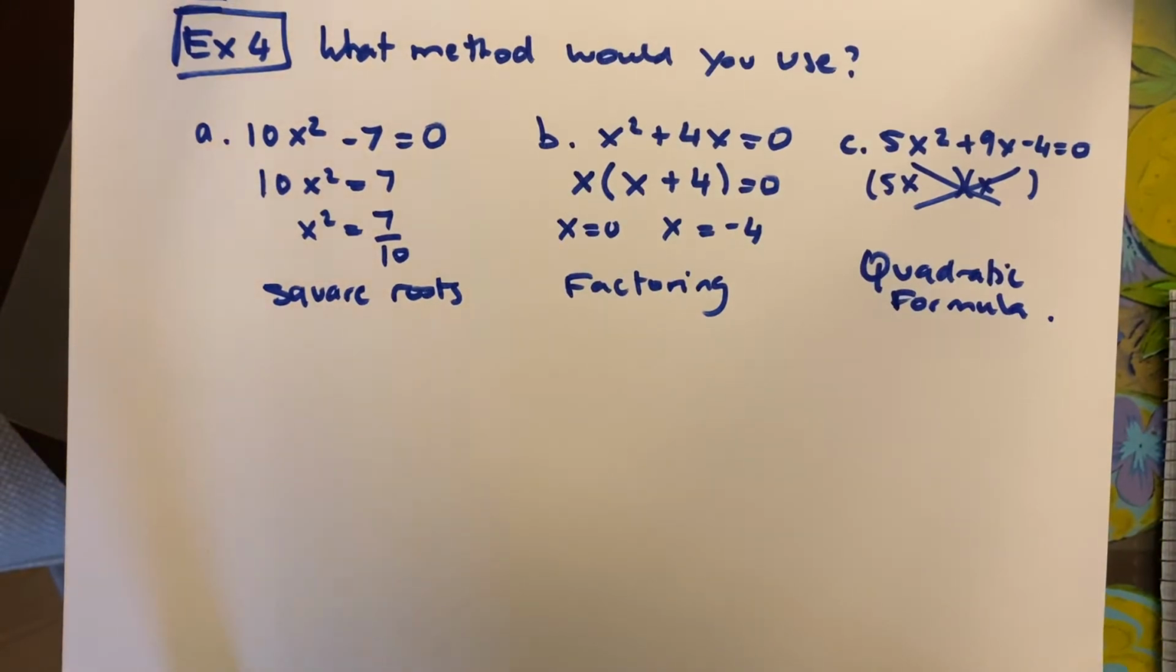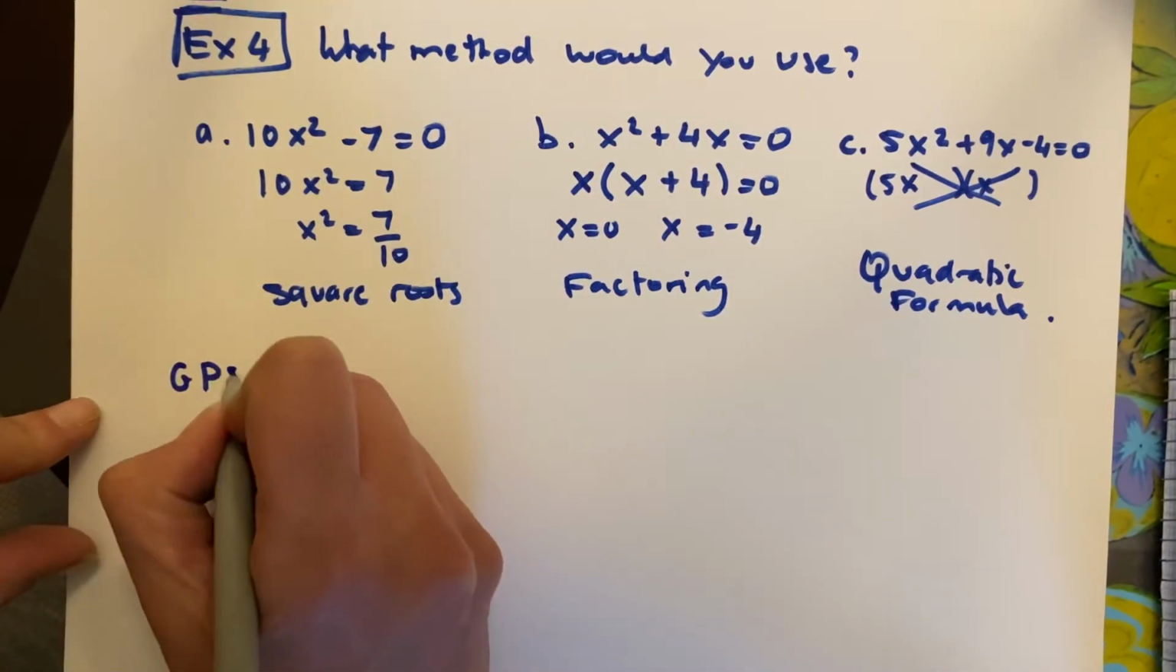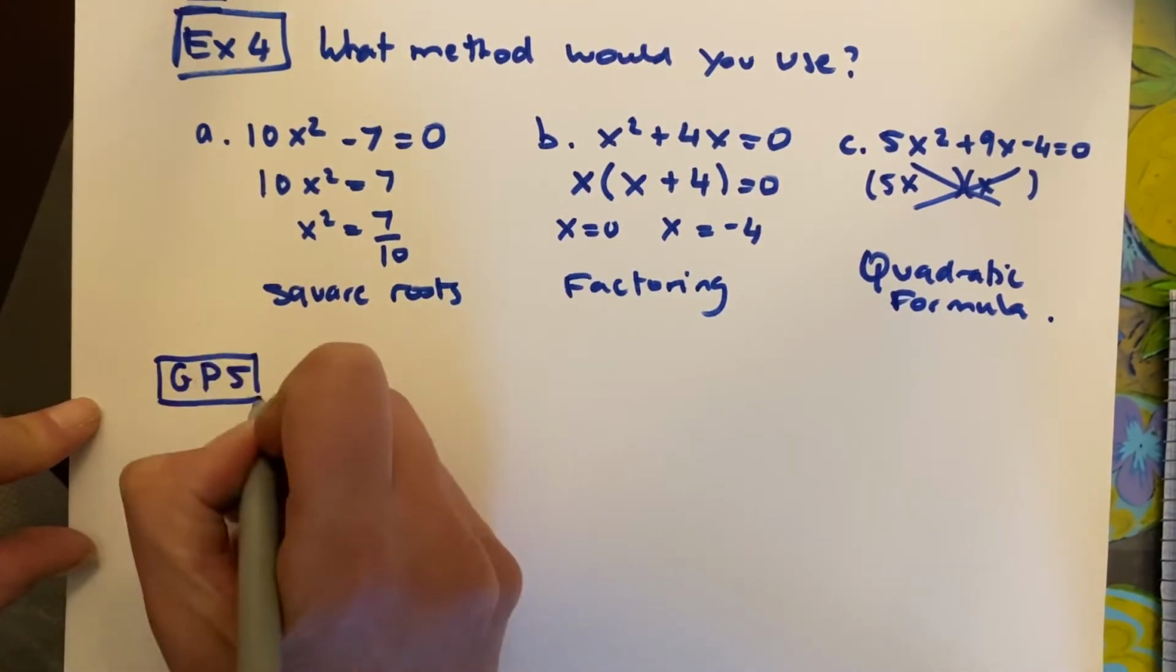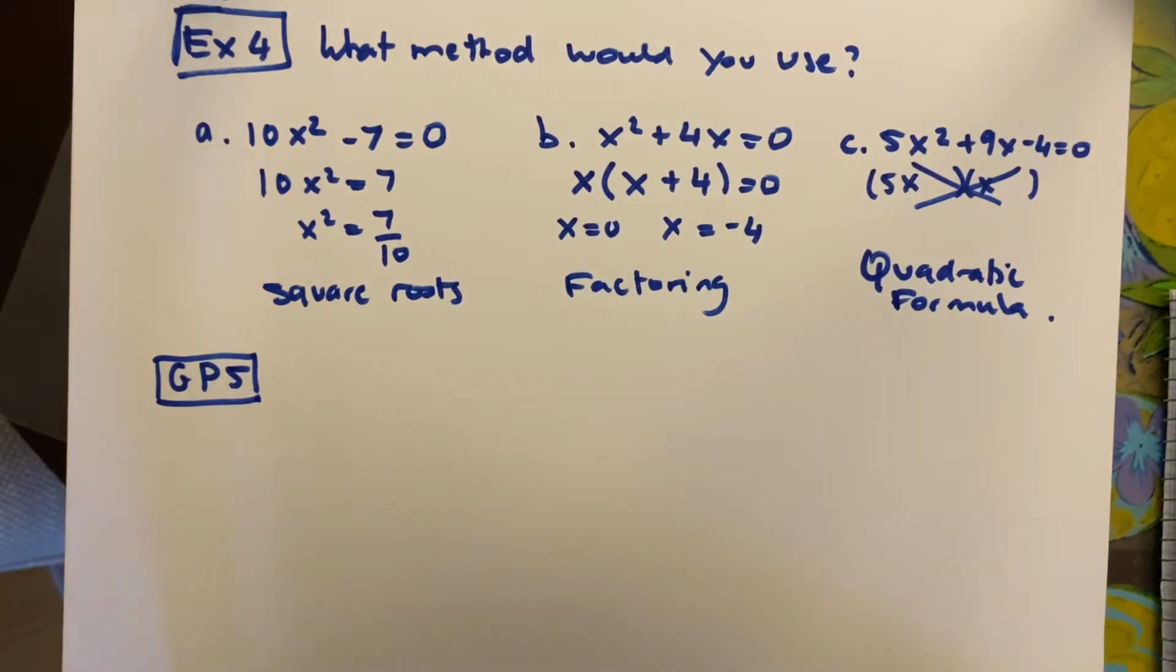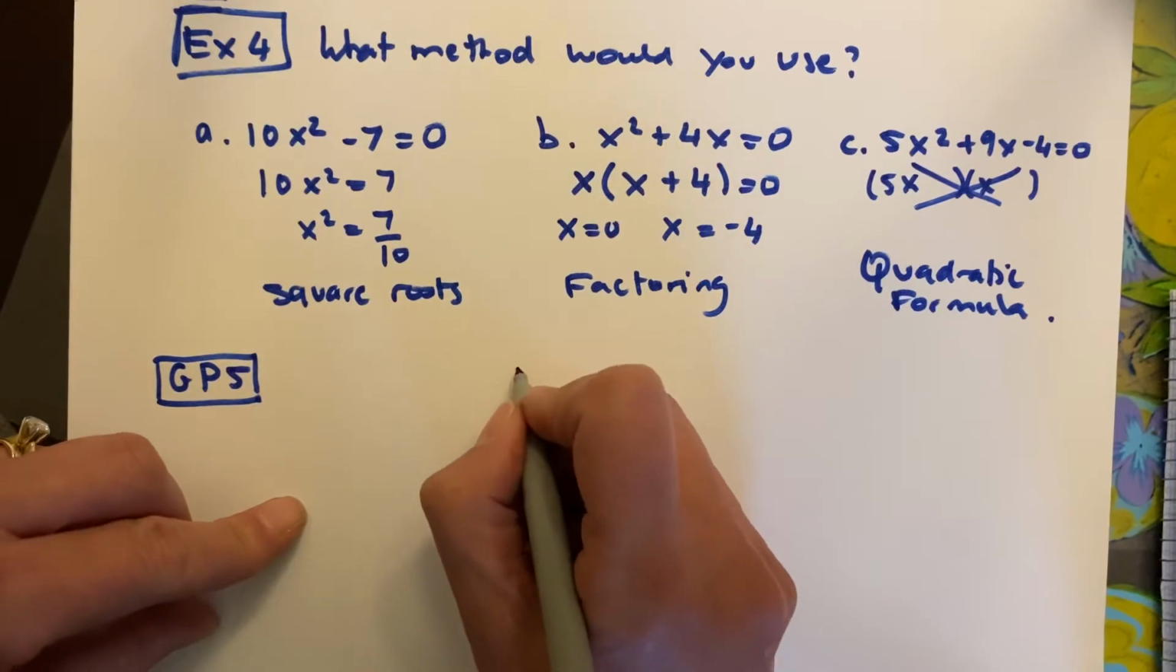So I'm going to ask you right now to do 5, 6, and 7. Guided practice 5, 6, and 7. Pause the video and then come back and we'll talk through those options. But don't just follow me in this. Do them and then come back.